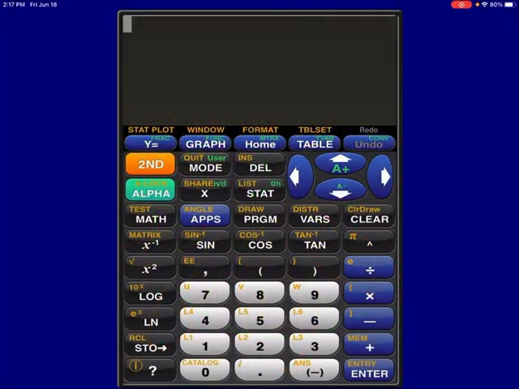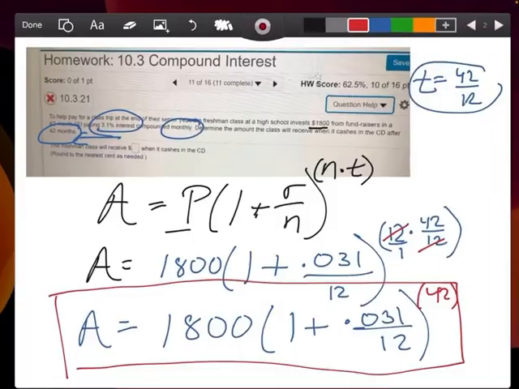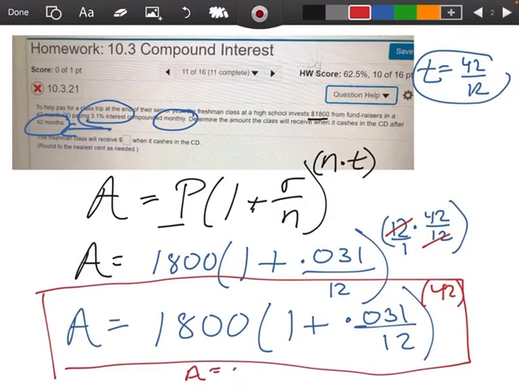So let me get my calculator app going. Here it is. Let me clear that out. So we have 1,800 times, and then parentheses, 1 plus 0.031 divided by 12, and then we raise it to the power, and remember the 12s canceled out, so we were just left with 42. And so I'm going to round this to the nearest penny. So the nearest penny, this is going to be $2,006.01. So here my amount is going to be $2,006 and a penny.